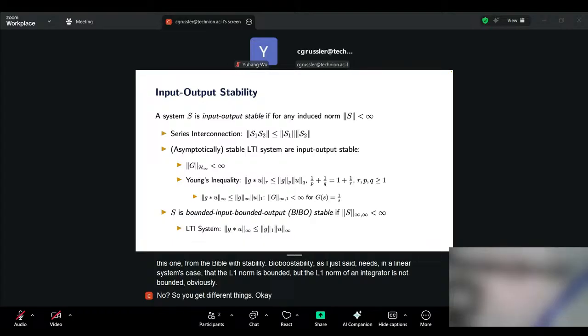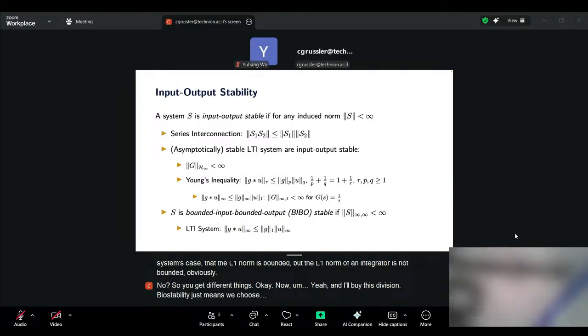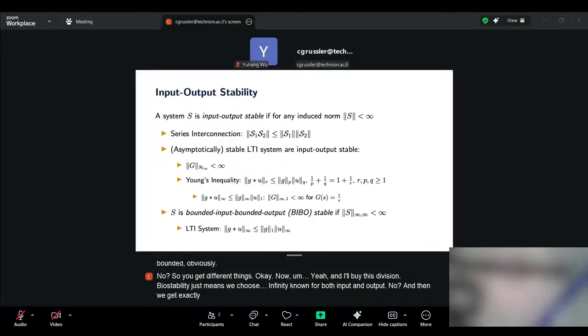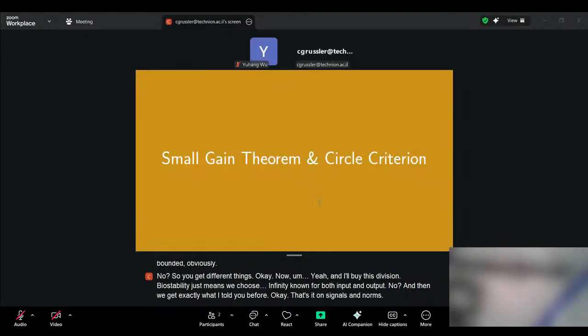Okay. Now BIBO stability just means to choose the infinity norm for both input and output. And then we get exactly what I already did there. Okay. That's it on signals and norms. That's the real criteria.